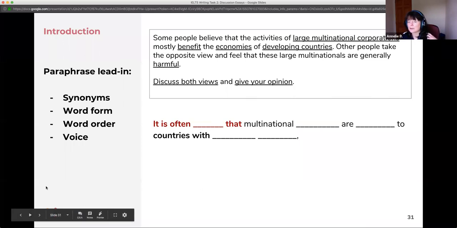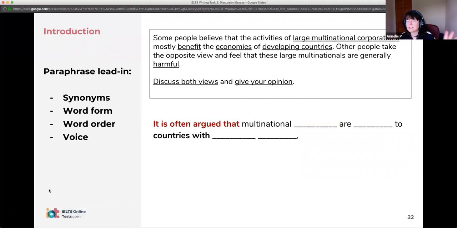What else could you put? Remember, this is a passive, so it needs to be with the passive form argued. Okay, suggested, believed, claimed. Very good, Han. Okay, thought. It is often said that. Very good. Here we've gone for argued. So a nice general statement to start.